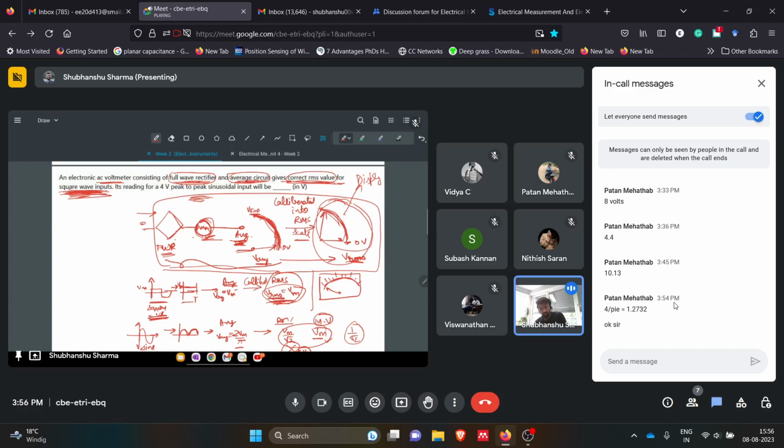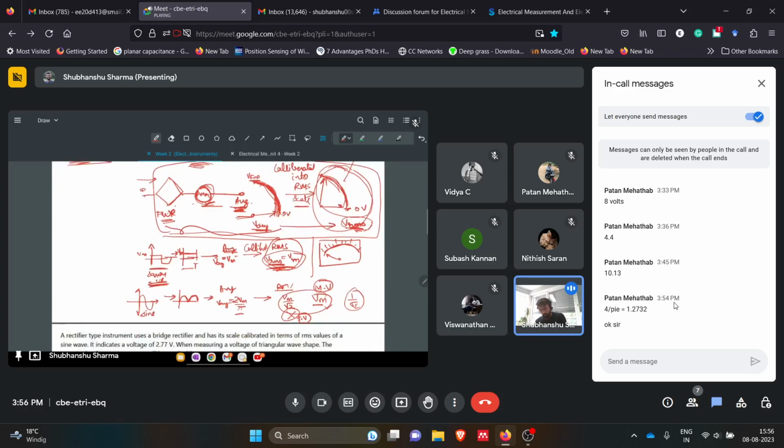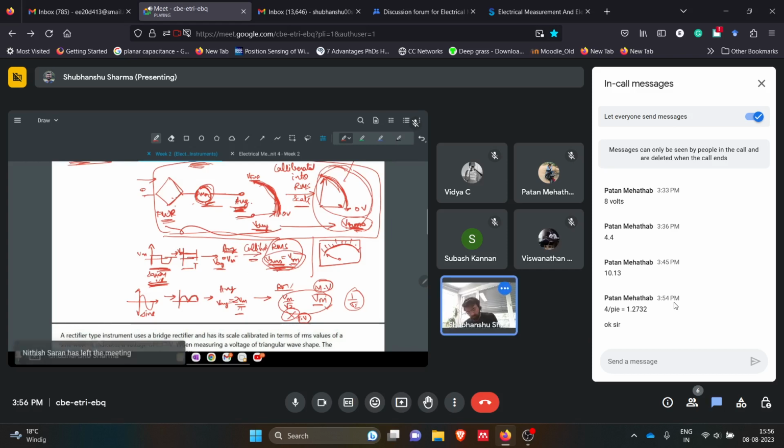But instead, they calibrated the average output of the scale into the RMS of that value. Whatever average they are getting, they are converting into RMS values, and this RMS is based on square wave inputs. If we give a square wave input, the full wave rectifier will fully rectify it. Then the PMMC meter will give the average of that. Then according to the calibration for the square wave input, we will get the RMS as Vm. So this Vm is the RMS value for a square wave input.